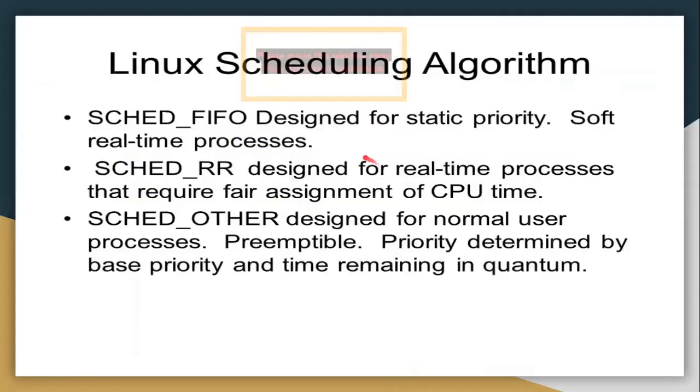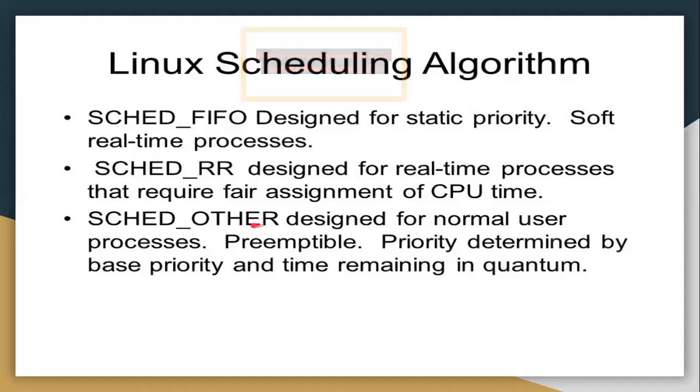Same scheduling algorithms: FIFO, first in, first out. Static priorities, you cannot change the priority in that one. Round robin, real time. The time allocated is fair by the CPU, and the CPU will go for the process which has a lower time consumption. In round robin, it depends on whether it goes for the higher time or a lower time.